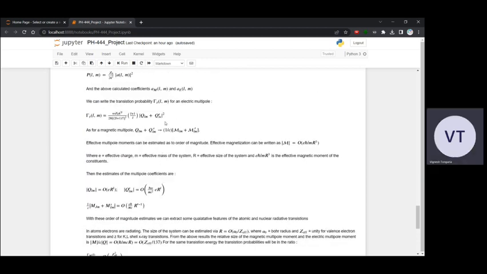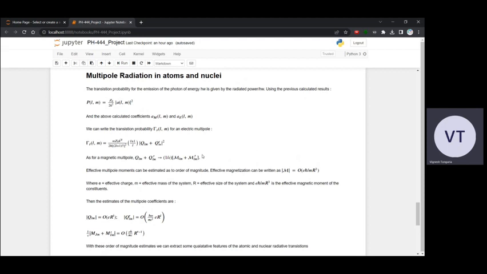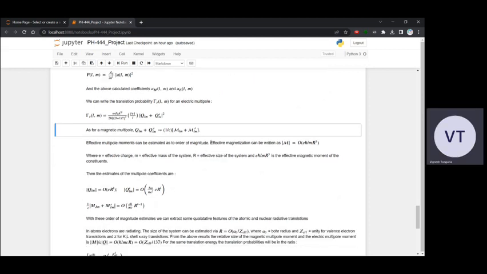Now to have an estimate for effective magnetization, we will do some estimation. So effective magnetization can be written as of the order of E h bar by M R cube, where E h bar by M R cube is the effective magnetic moment of the constituents, where everything else is effective: this is effective mass, effective size, and E is effective charge.